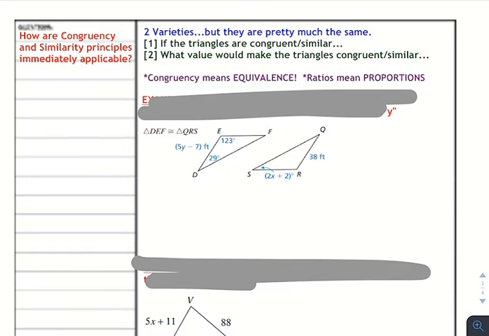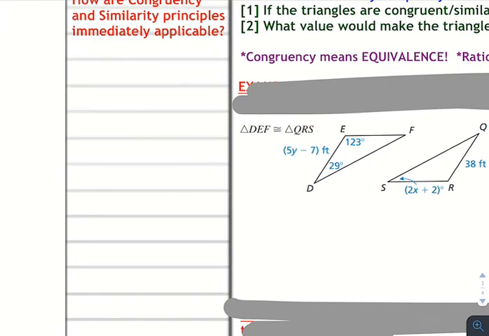Now, the good news for you is that it doesn't really matter which one you use, because congruency implies equivalence, and ratio means those proportions, those division problems. In both cases, we're dealing with basic equations here. And so that's really going to be the big thought process. If this was me trying to boil this down into a bunch of steps, the first thing I'd have to do is establish congruency or similarity.